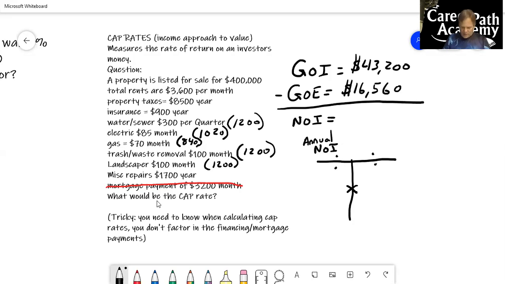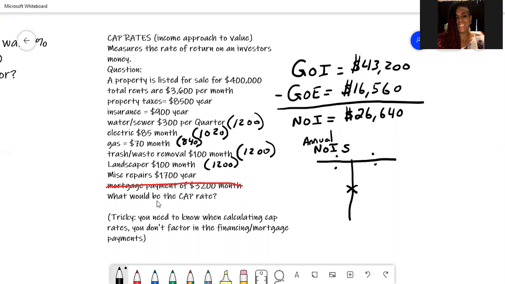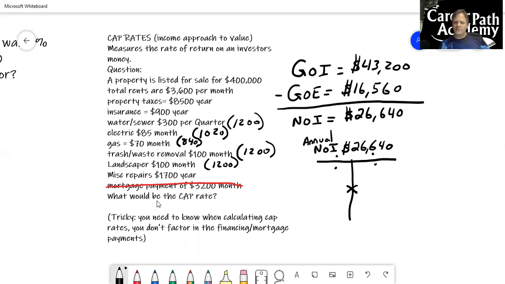So we take our $43,200 minus the $16,560, and that gives us a total annual net operating income of $26,640. Did everybody get that? Yes. See, all the math is kind of simple, right?